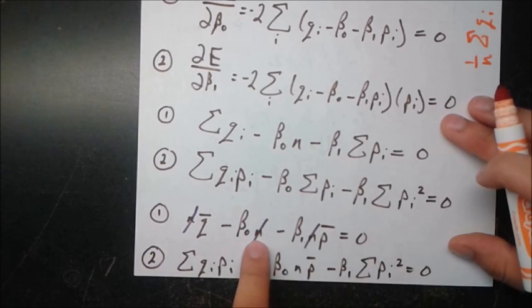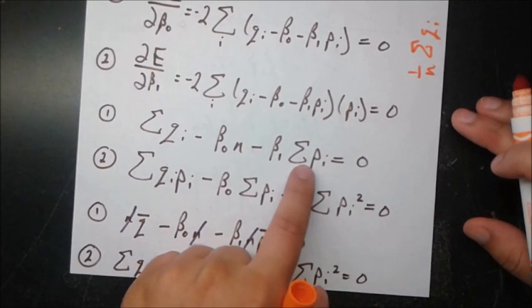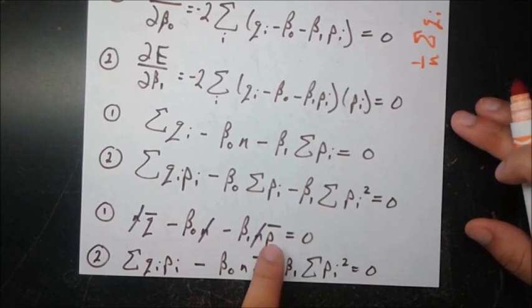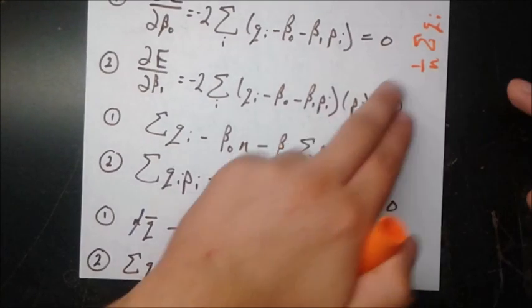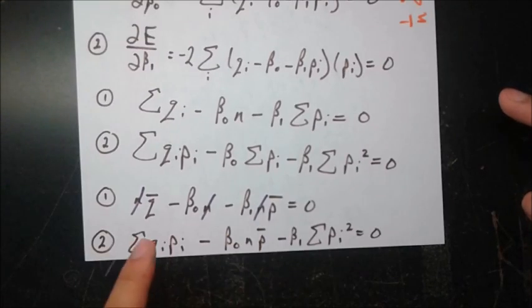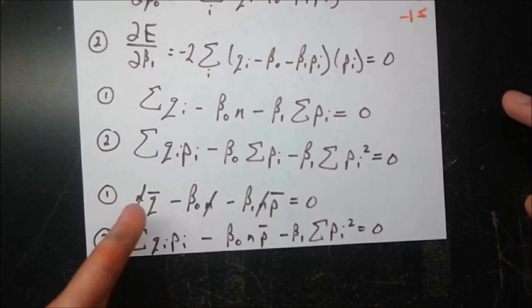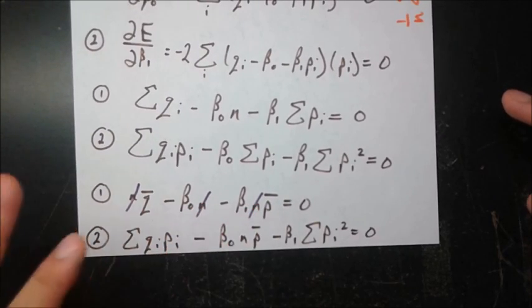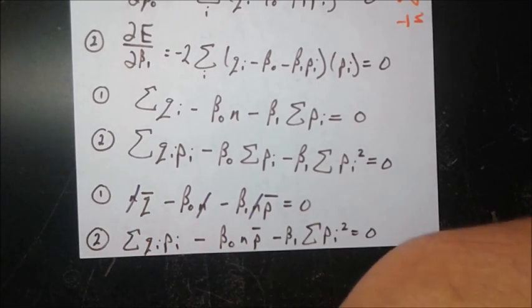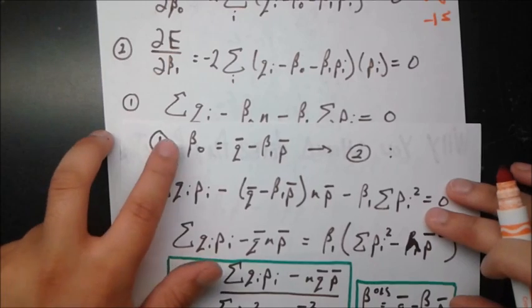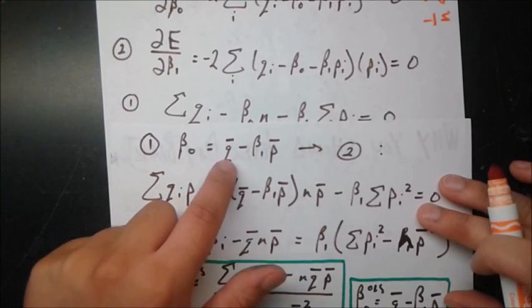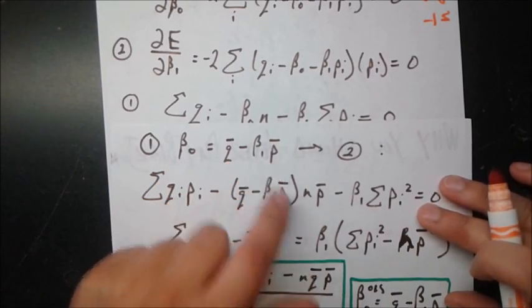This beta naught n is still beta naught n. And then we have, again, the sum of p i is equal to n times the mean of p, right? Because that's the same idea as the q thing we just did. Now that has to be equal to 0. Notice we have an n here, n here, n here. We can get rid of them so that we get a nice clean equation in 1: beta naught is equal to q bar minus beta 1 p bar, okay?